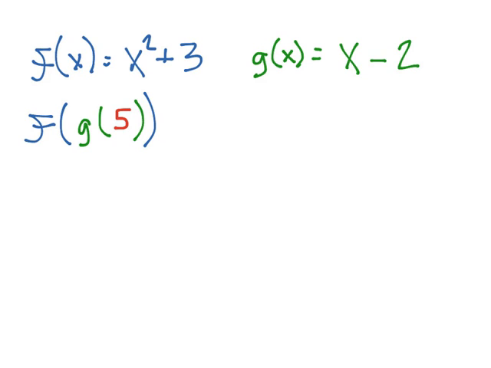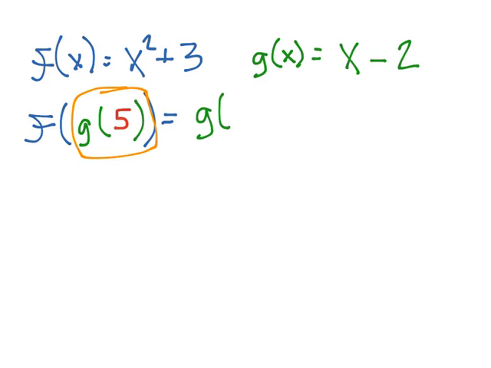In this example, our value for f of x is x squared plus 3, and our value for g of x is x minus 2. And we're being asked to evaluate f of g of 5. Let's look at the first method. We'll first evaluate g of 5.